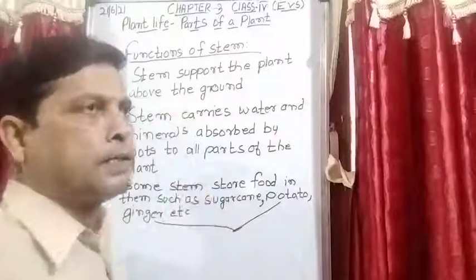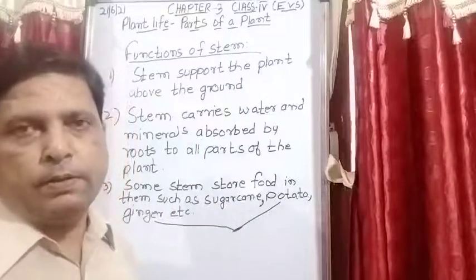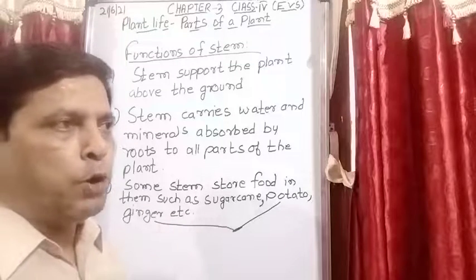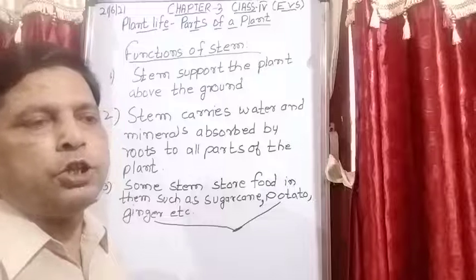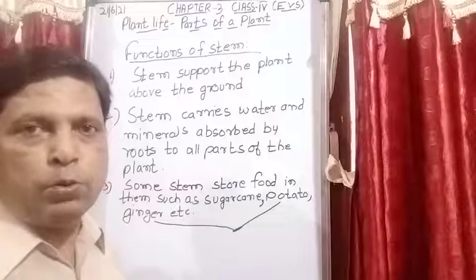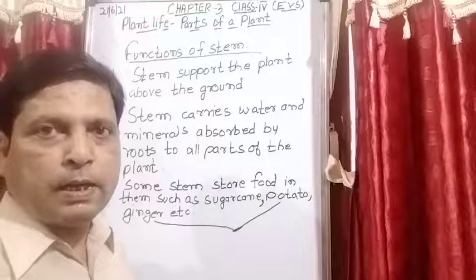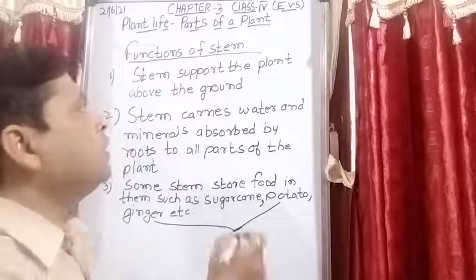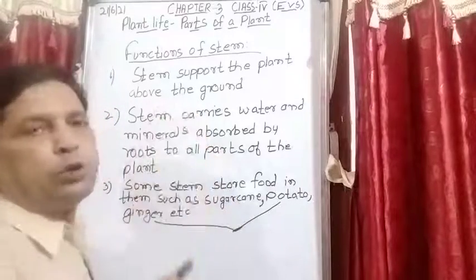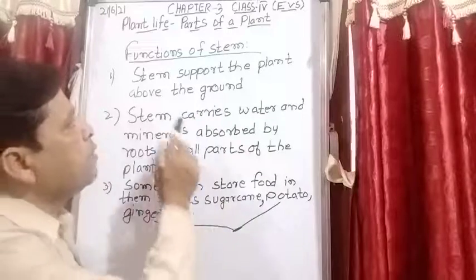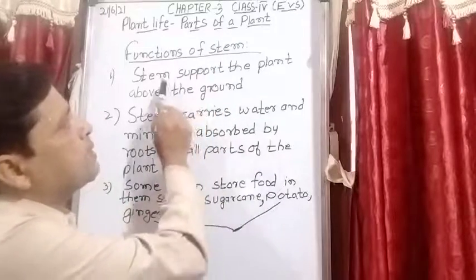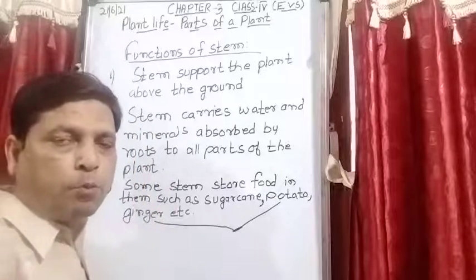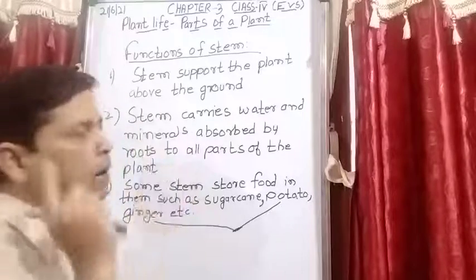First is that the stem supports the plant above the ground, because all the things are connected to the stem. Like branches, leaves, flowers, fruits, buds, all these things are connected to the stem. That is the reason the first function of the stem is that the stem supports the plant above the ground.